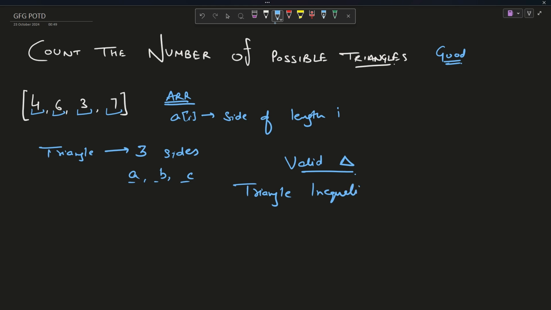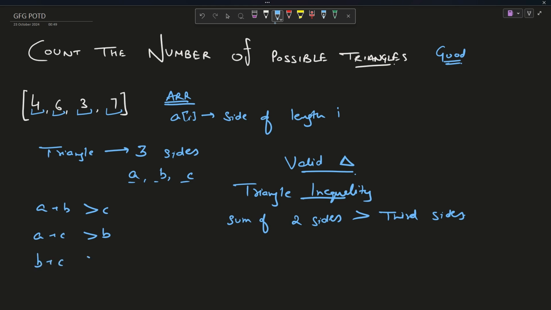Triangle inequality, which says that the sum of two sides should be greater than the third side. That means A plus B should be greater than C, A plus C should be greater than B, and B plus C should be greater than A. If these three conditions hold, that means you have a valid triangle. I hope I am clear, right?